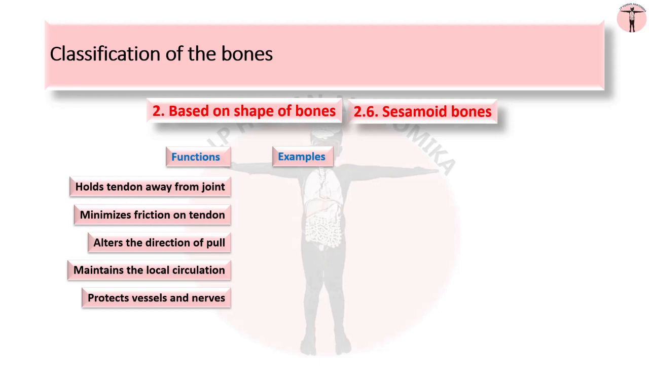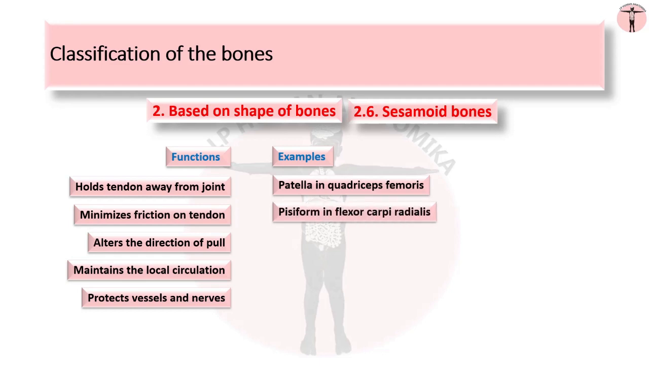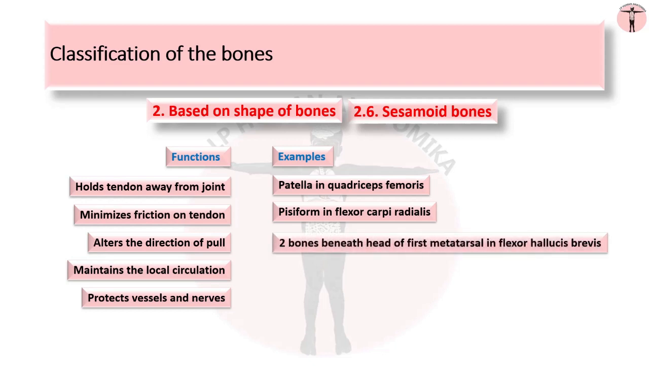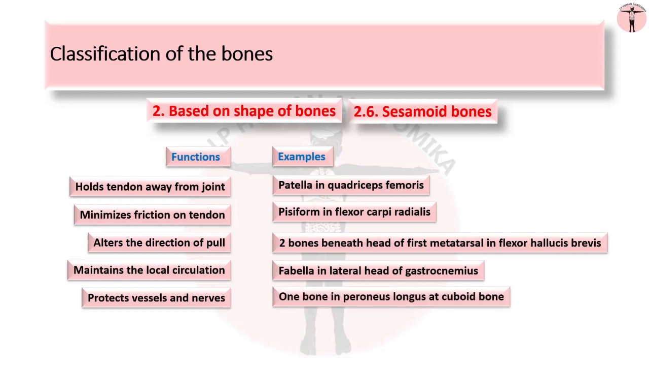The examples of sesamoid bone are: patella in quadriceps femoris, which is the largest sesamoid bone; pisiform in flexor carpi ulnaris; 2 bones beneath the head of the first metatarsal in flexor hallucis brevis; 1 bone known as the fabella in the lateral head of gastrocnemius; 1 in peroneus longus at the cuboid bone; and sometimes a bone known as rider's bone in the tendinous origin of adductor longus is present in professional riders.